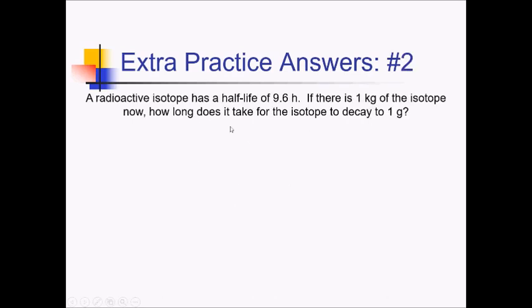On this problem, we have a radioactive isotope with a half-life of 9.6 hours. We've got 1 kilogram now. How long will it take to decay to 1 gram? So since we're doing half-life, let's use the half-life formula. That's going to be F of T equals AB to the T over K. And we're solving for T because we're asking how long. So we need to plug in things for all the other values here. F of T, that's going to be how much is left.